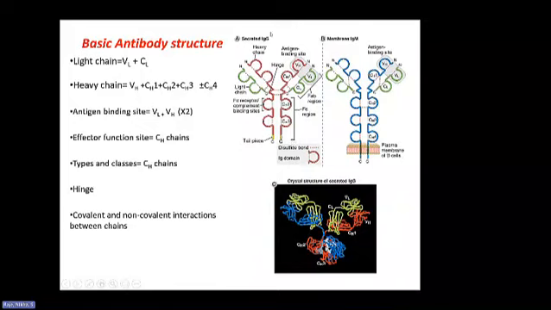Now, if it's a secreted form of the immunoglobulin, it has a small tailpiece at the end of it. However, if it's a membrane-bound antibody, such as IgM on the B cells, it needs a longer tailpiece that can be inserted into the plasma membrane of the B cells.